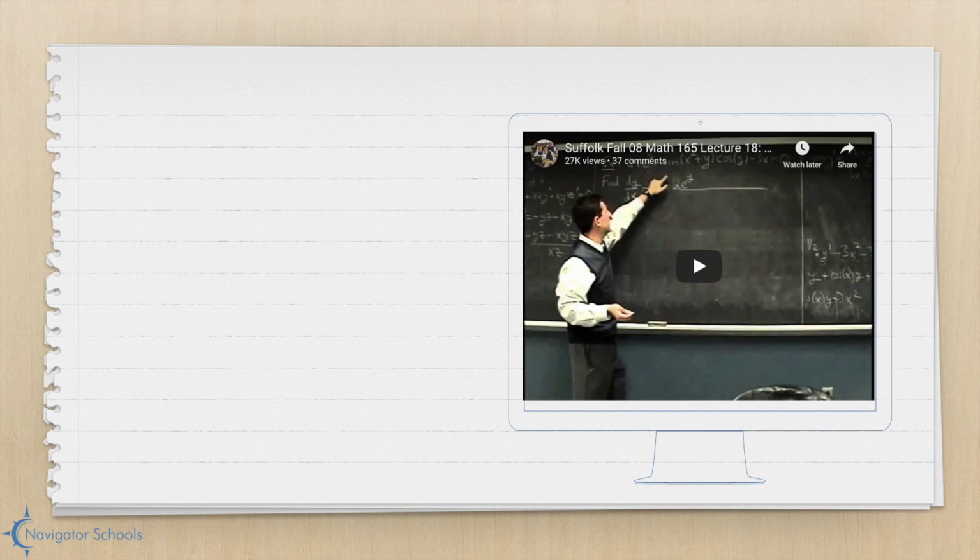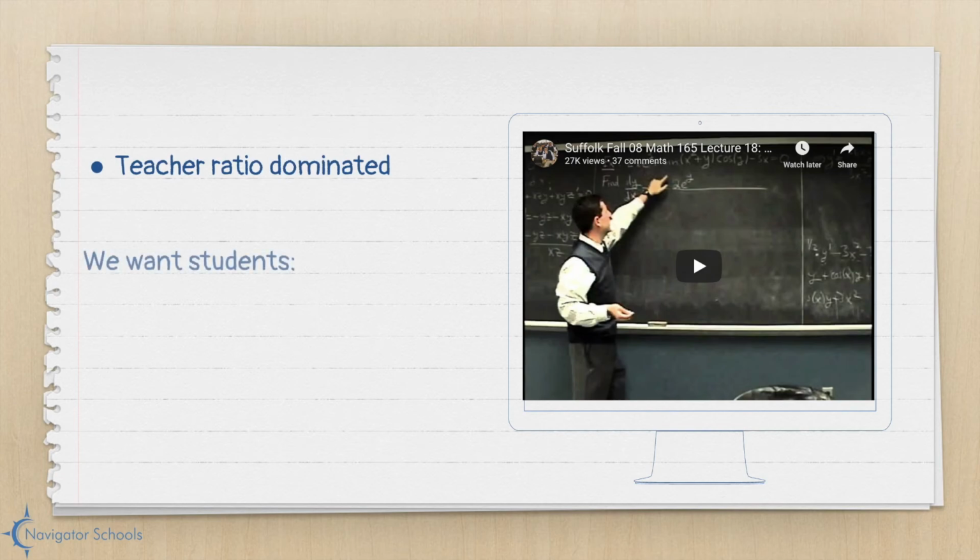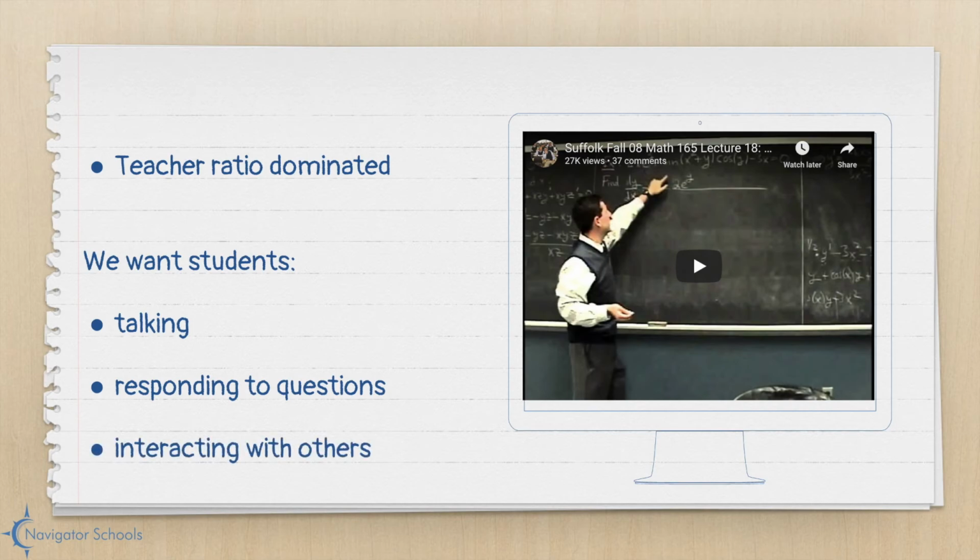Hopefully you noticed that the teacher was talking the entire clip. The ratio of teacher talk was 100%. Ideally, we want students talking, responding to questions, or interacting with each other and the teacher multiple times throughout a lesson to increase engagement and build energy and momentum in class. The question is, how can we get more student involvement and student talk within a lesson?